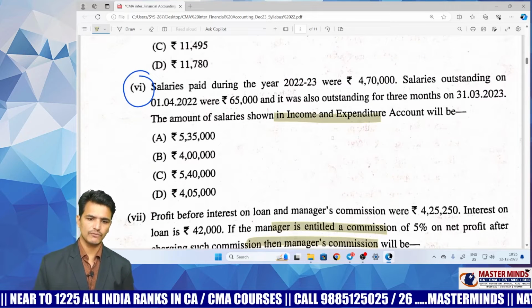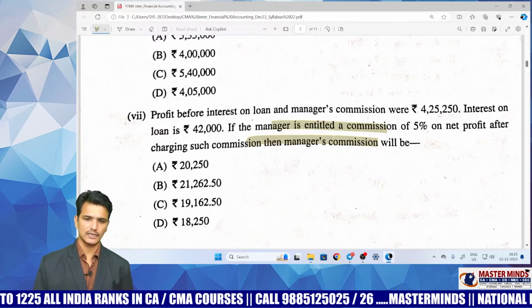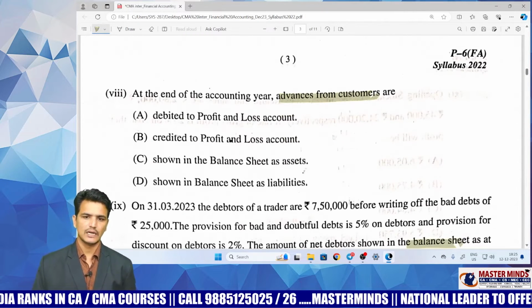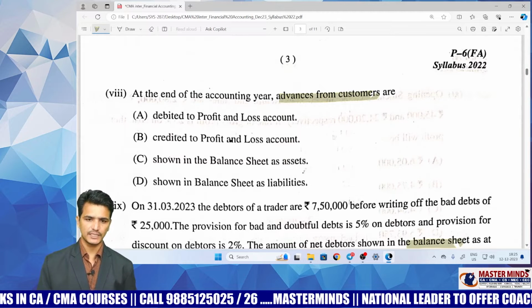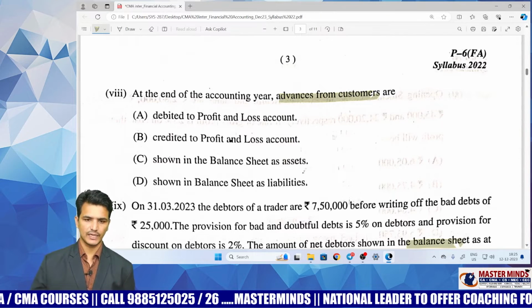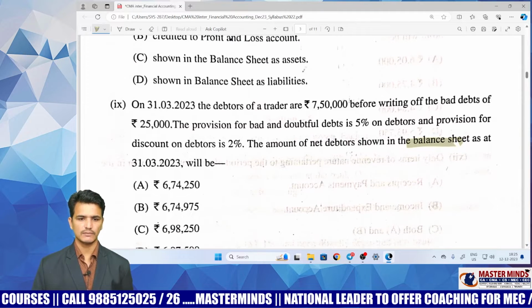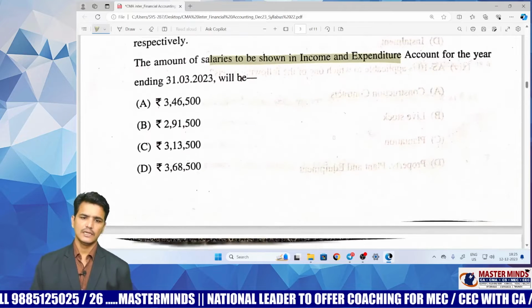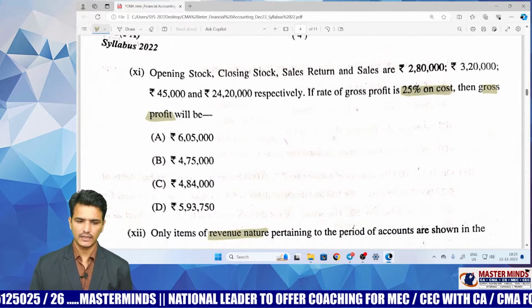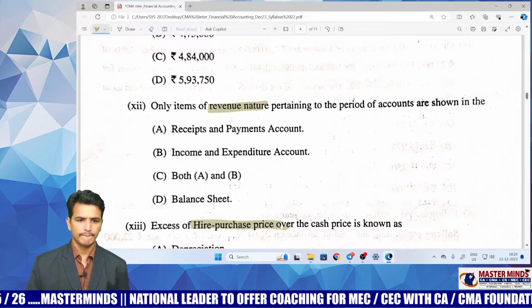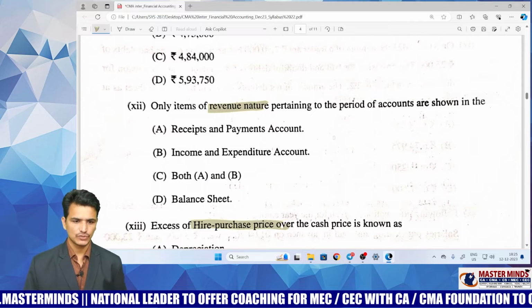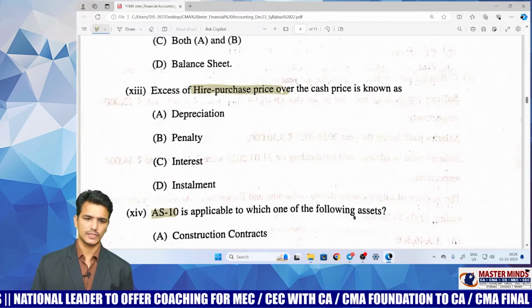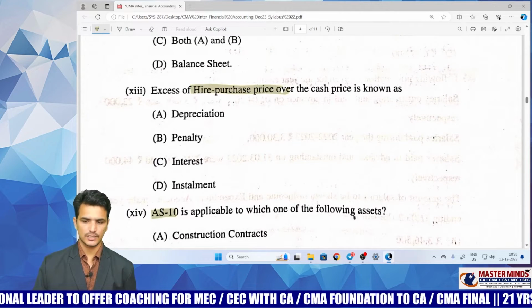And next one, NPO, is a foundation chapter. Manager commission calculation is also final accounts, and it is also a foundation chapter. Next, advances from customer is a basic question related to presentation in the final accounts, so it is also a foundation question. And treatment of PBD and PDD is related to foundation. And NPO again, next final accounts, next NPO chapter again. Next one is hire purchase, AS10 and branch account. Except these 3 MCQs, all the remaining MCQs are from foundation chapters only.